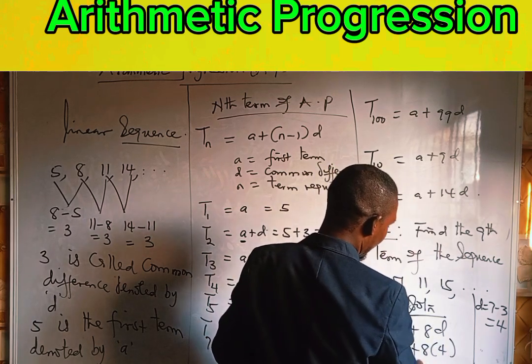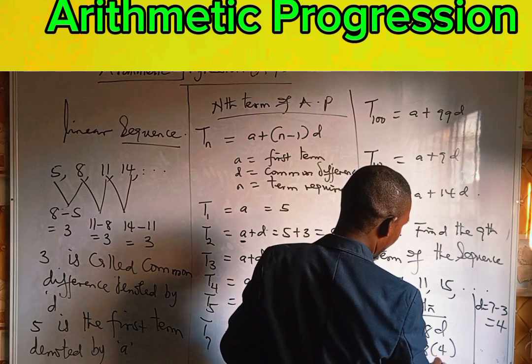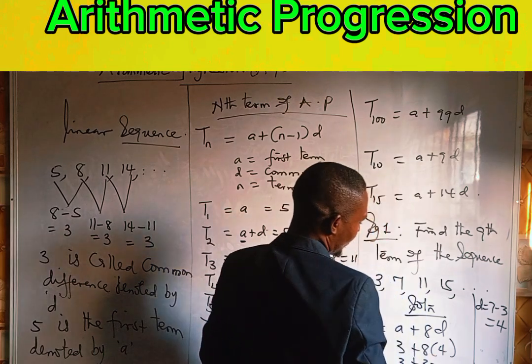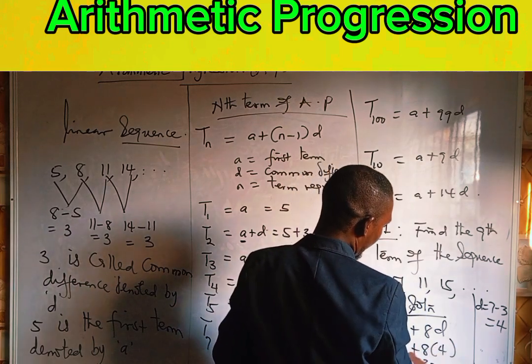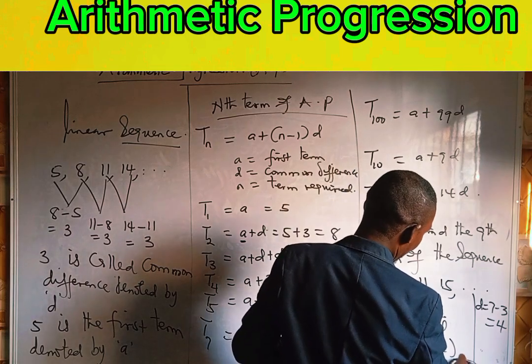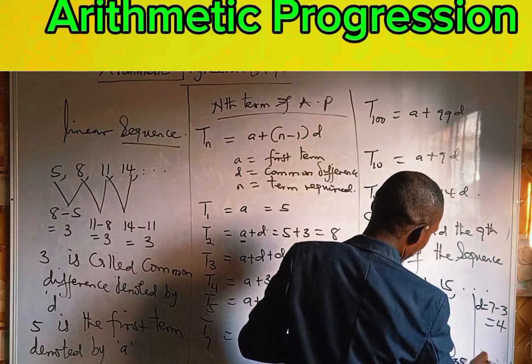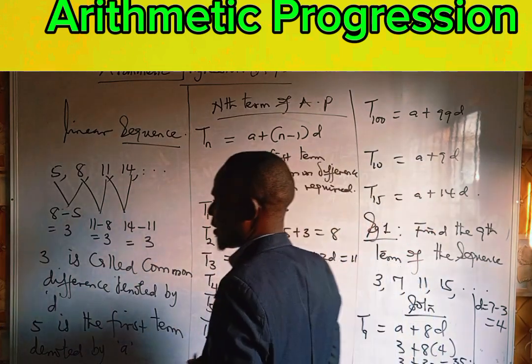Now 3 plus what? 8 times 4 is 32. So 3 plus 32 is what? 35. Final answer. Very good.